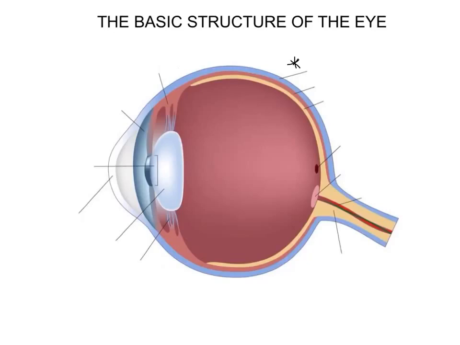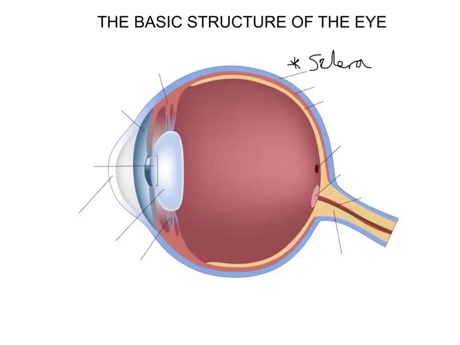Now this blue label here is meant to represent the white part of the eye. So when you look at somebody's eye, just very basically you see the whites around the outside. That's the white part of the eye, and that is called the sclera. S-C-L-E-R-A, the sclera is the white outer covering of the eye. That's what that part is.